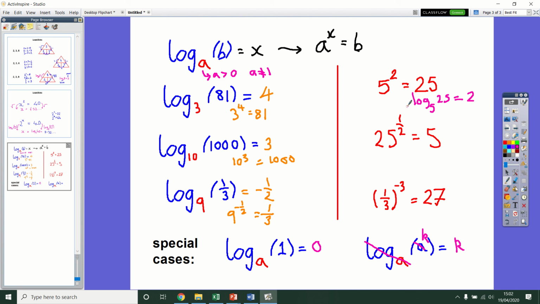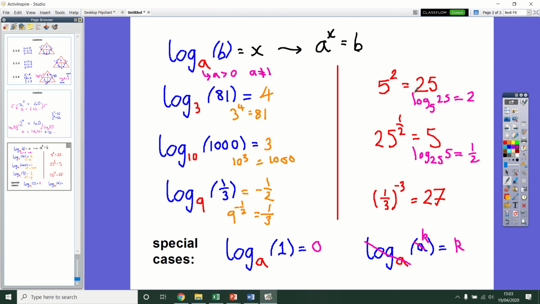Okay, for this one, this is similar. So it's the same statement you'll notice, but in reverse. This time I've made the base 25, so it's log base 25. I'm trying to make 5 with that, and the power that I need is a half.